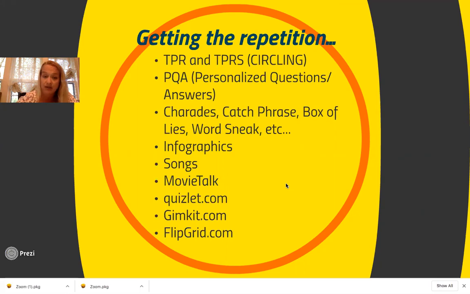So TPR, TPRS, we talked about, PQA, all great. Charades, catchphrase, those are acting out the word and letting the students guess the word, or having them do this in groups. Box of Lies and Word Sneak are both games that I kind of stole from Jimmy Fallon that I use in my higher level classes. When you get a chance, obviously if this was a longer presentation, I would maybe do some examples of that, but look them up. Infographics, we're going to talk about those in a minute, but those are more authentic that you can use to actually get the repetition.